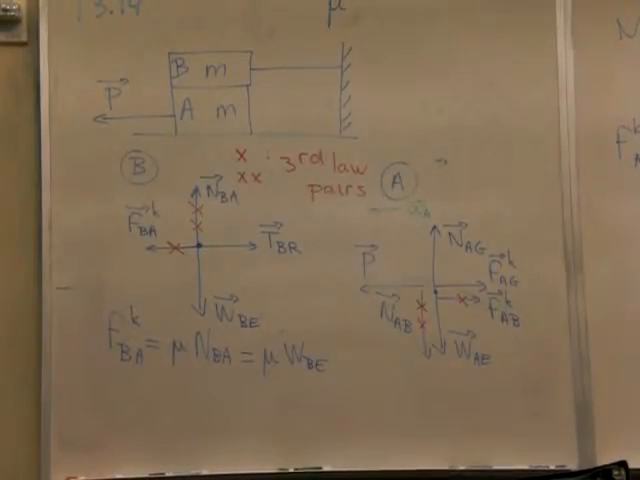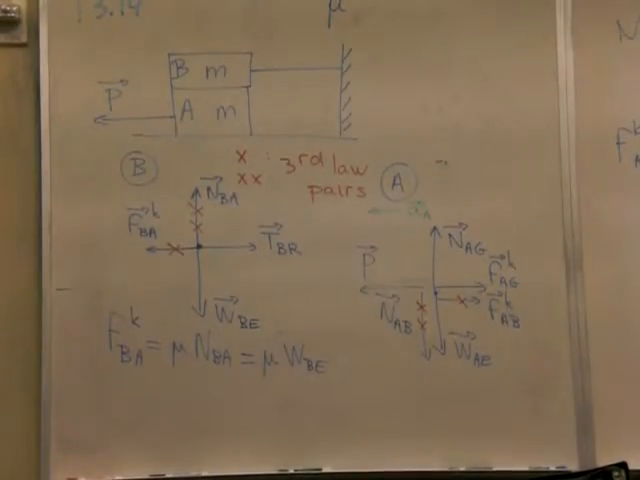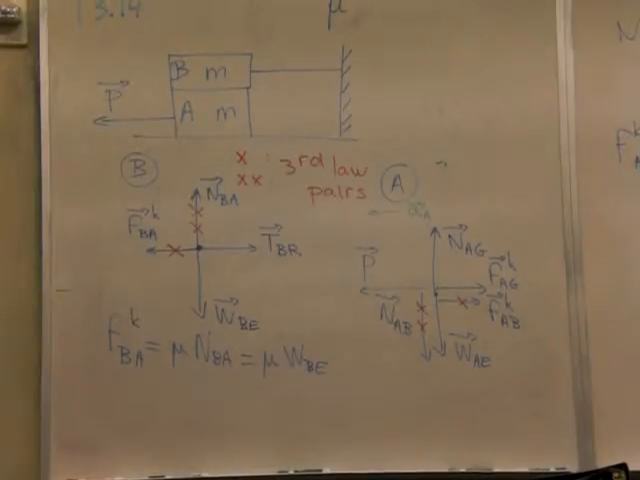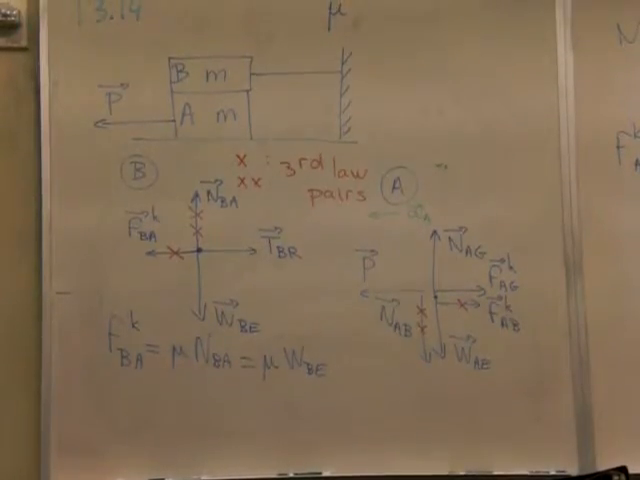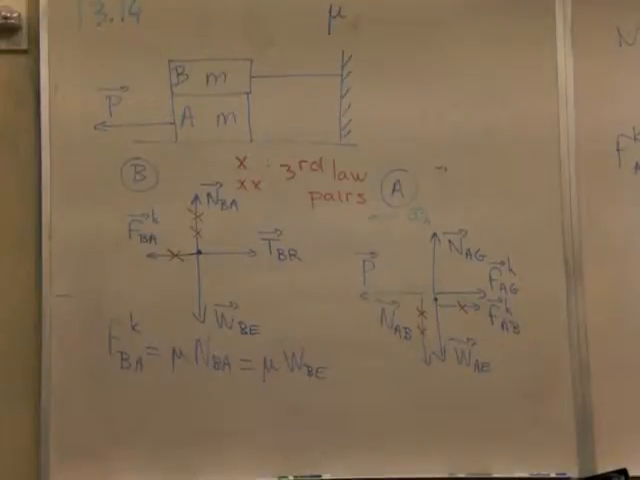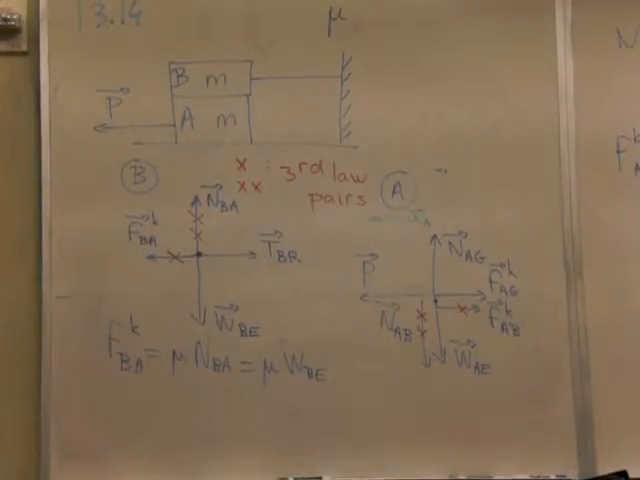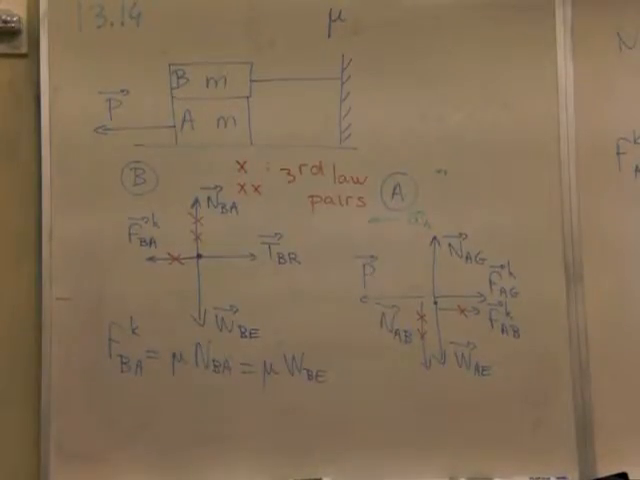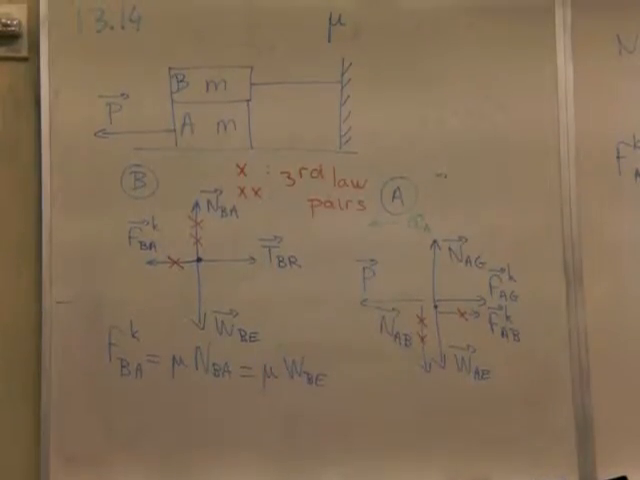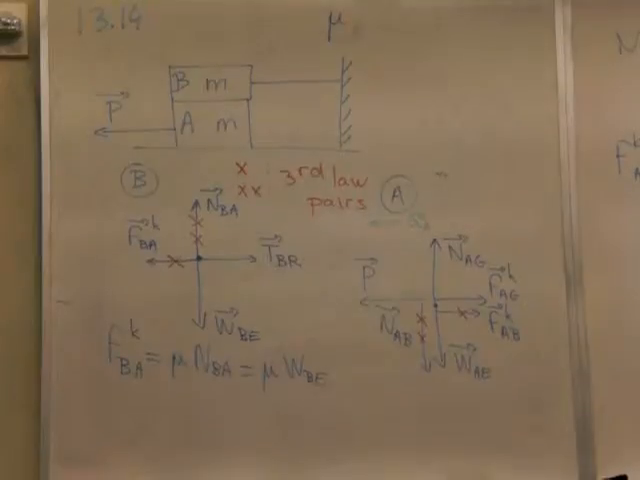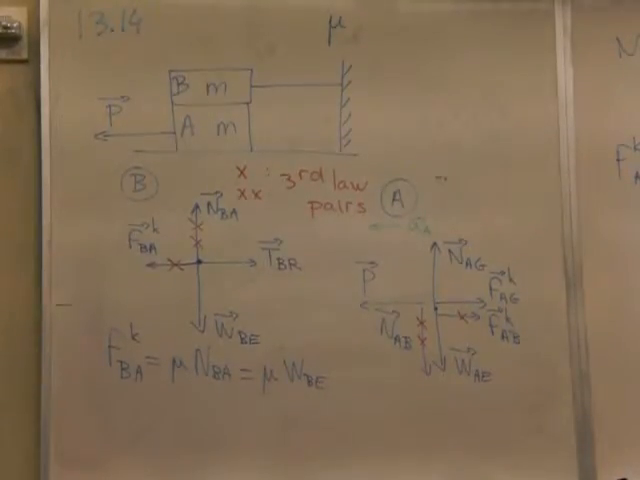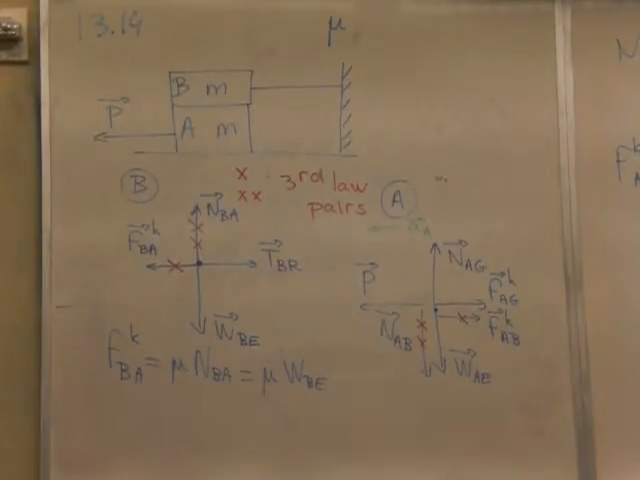So for B, you would get this free-body diagram now. Normal acting on B by A. Tension acting on B by the rope. Force of friction, kinetic, acting on B by A. And you have the weight acting on B by the earth. So the acceleration of B is directed to the right. It's good to take an axis to the right for B.